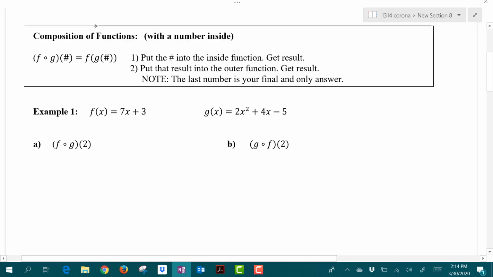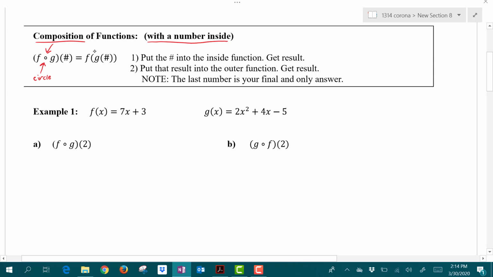Composition of functions, we're going to talk first about what happens when you have a number inside. But composition of functions means that you're going to nest one function inside of another. When you see f with a little circle, an open circle, and then another function, that open circle in between means composition. So we could say f circle g or f composed with g.